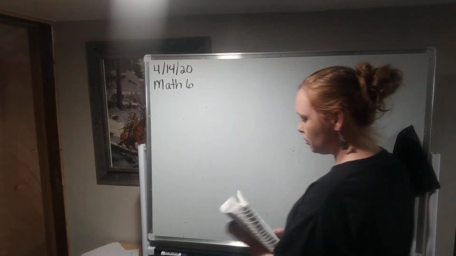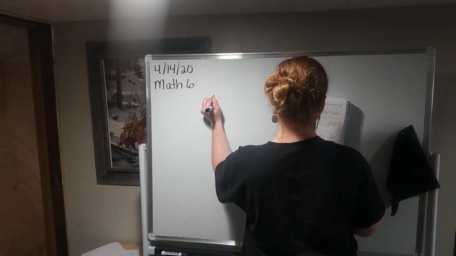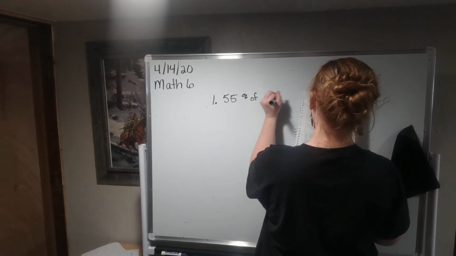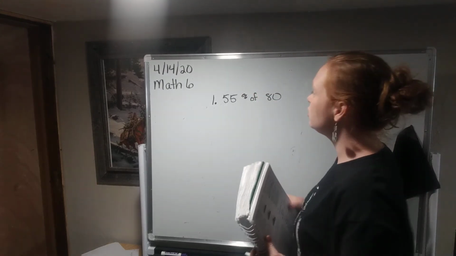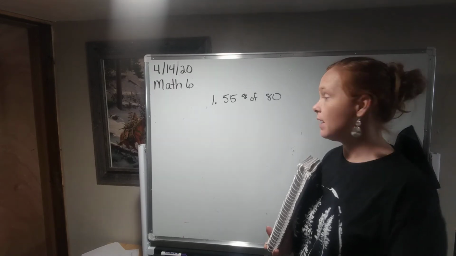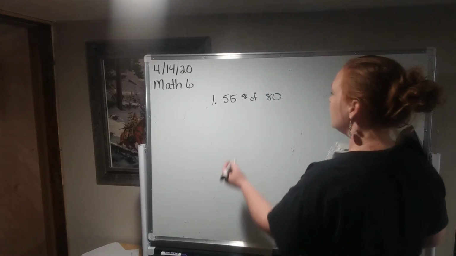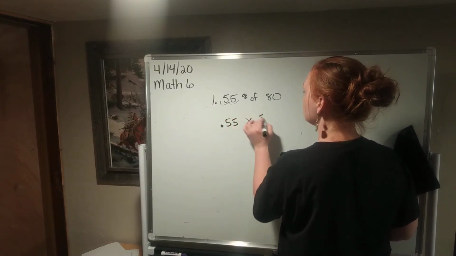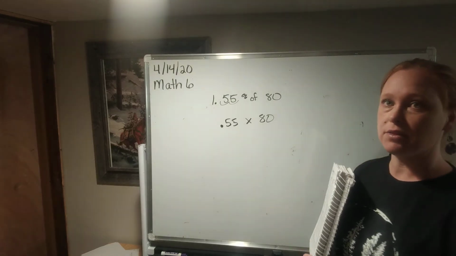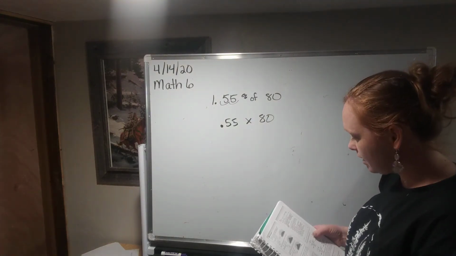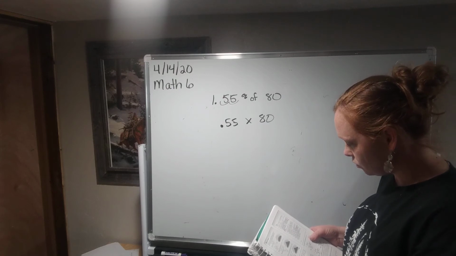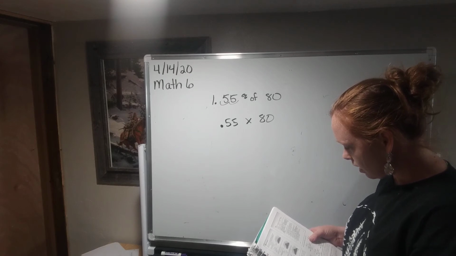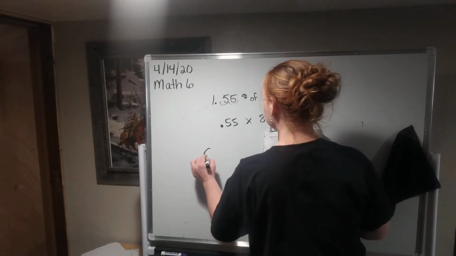Let's do a couple on your practice. Let's do number 1, which is 55% of 80. Okay, it tells you to write a proportion. You do not have to do that. You can if you find that that's an easier way for you to solve it. But for me, I'd rather do the decimal, 0.55 times 80. And you'd multiply those together and solve it from there. Okay, and that's how you'll do 1 through 8. Let's look at number 9.